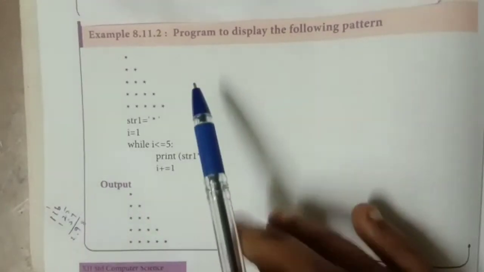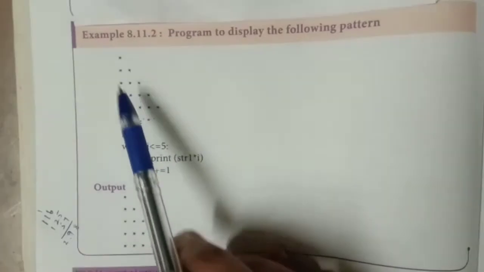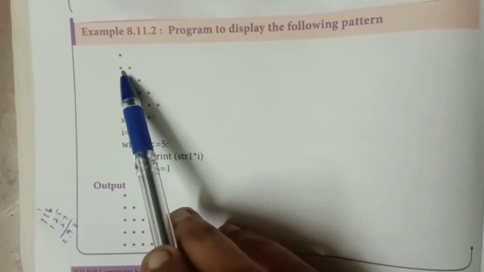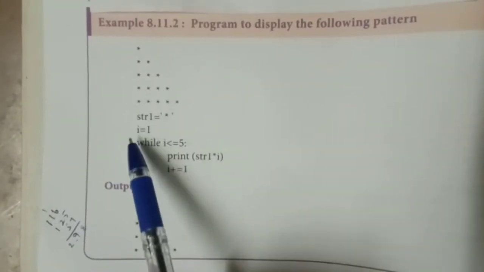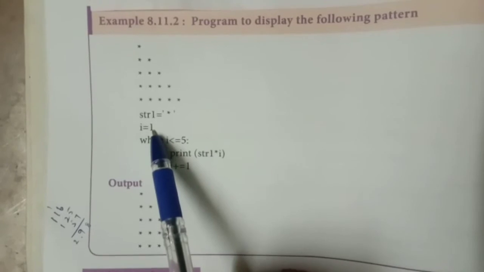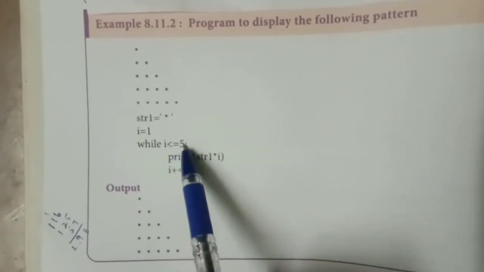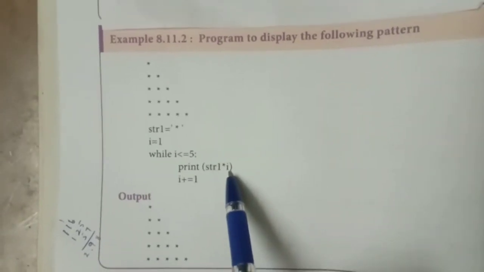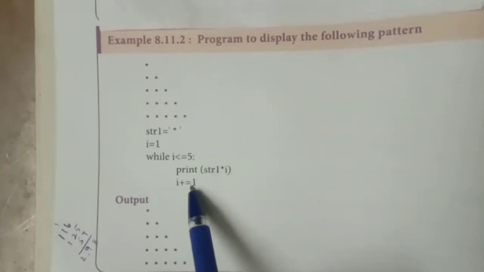Next program is to display the following pattern. Now each asterisk, this is a special symbol, which is also called a character. String 1, they are giving it as asterisk. I is equal to 1, the index value starts from 1. While I is less than or equal to 5, it has to print the I value, that is the asterisk value. I plus equal to 1.